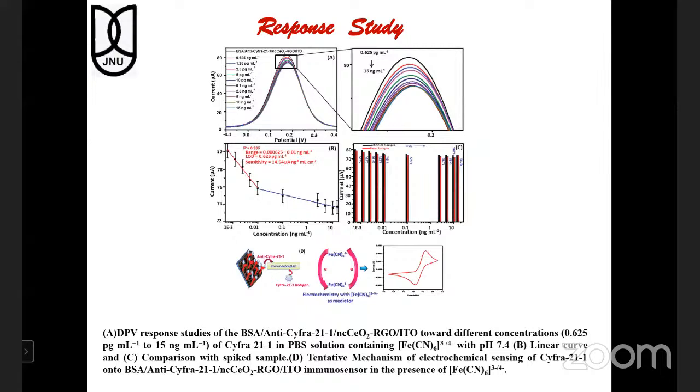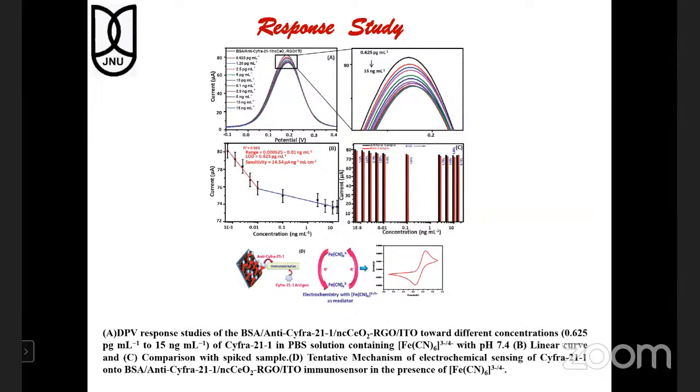Again, we did the response study with different concentrations on the electrode surface. You can see that the low value is 0.625 picogram per ml up to 15 nanogram per ml. So this RGO cerium oxide electrode shows a low detection limit and a wide range, and we can detect higher concentrations up to 15 nanogram per ml using this electrode.